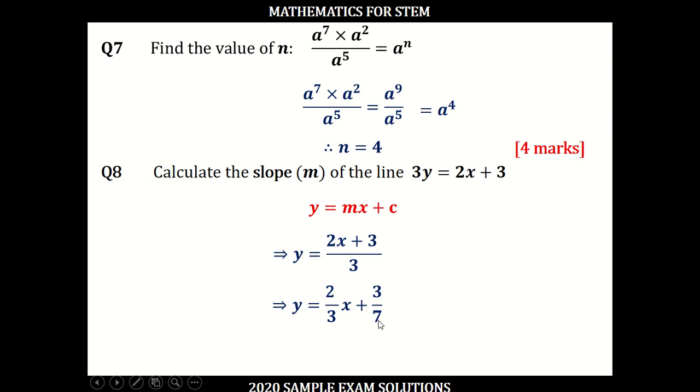So that should be a 3. It doesn't matter anyway, it's the number in front of the x that's important. So this means the slope m is going to be 2 over 3.